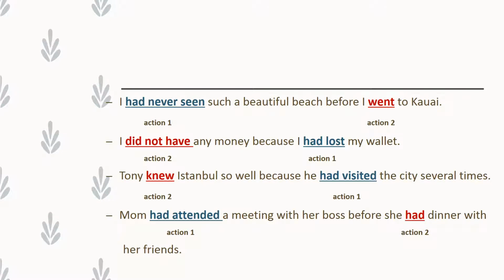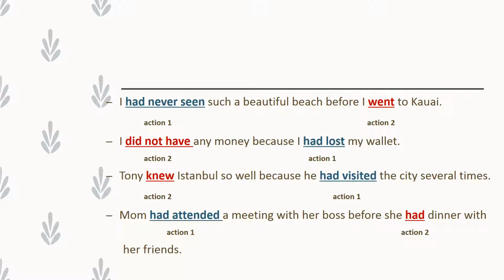Let's look at more examples. I had never seen such a beautiful beach before I went to Kauai. Here in this sentence, there are two actions. Had never seen is action 1 and went is action 2.